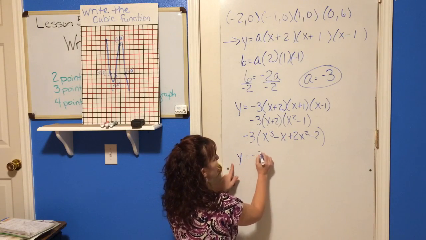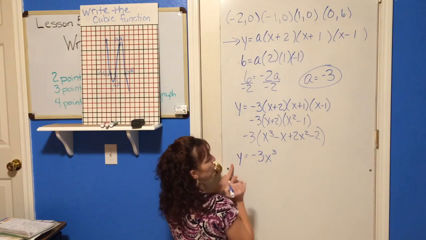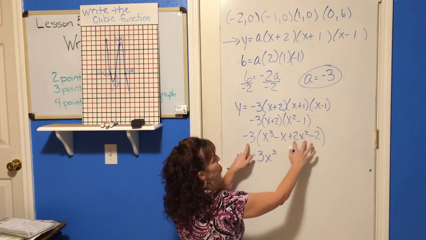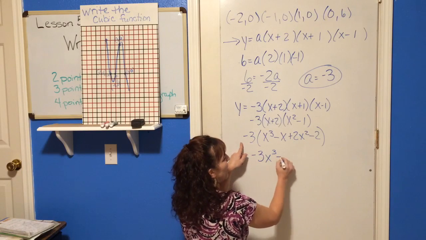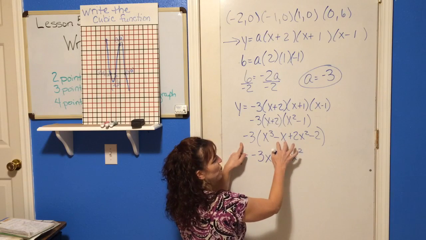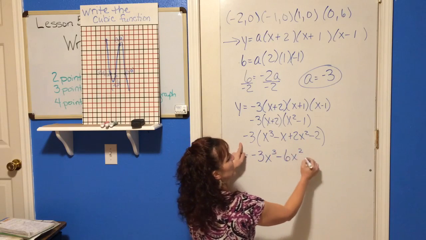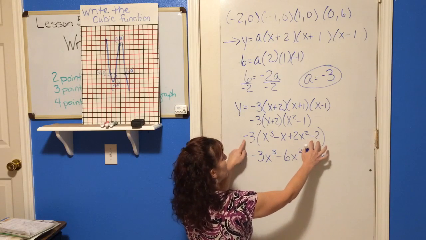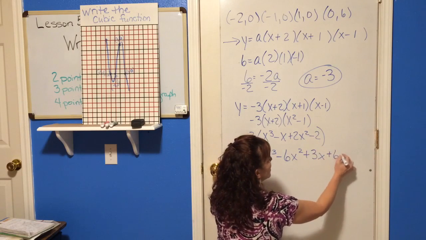So y equals negative 3x cubed. And then I'm going to bring in the x squared over and multiply it by negative 3. So minus 6x squared. And don't lose your x term, which is next. Negative times a negative is a positive 3x. And then the last term is 2. Negative times a negative is plus 6.